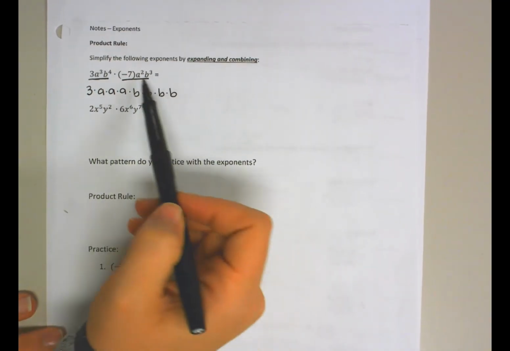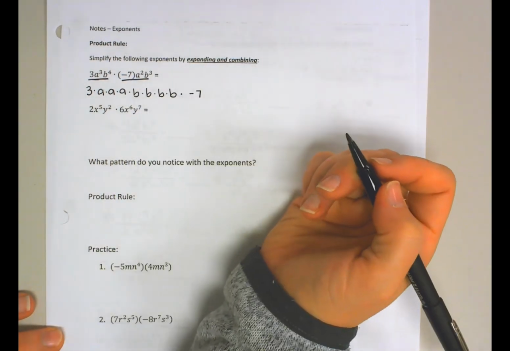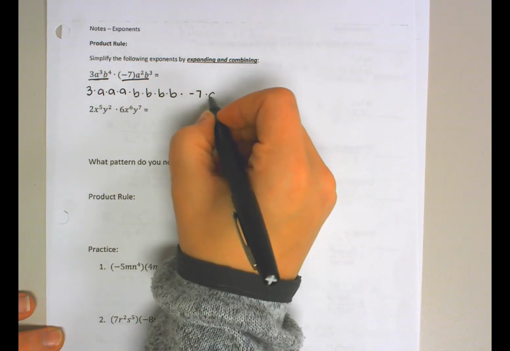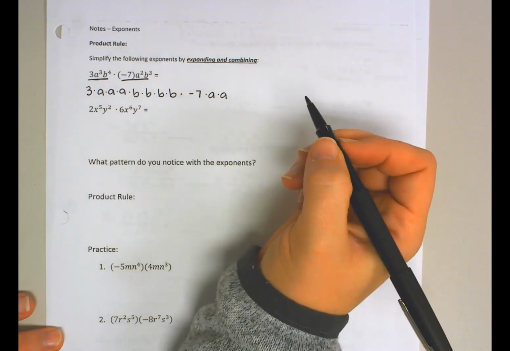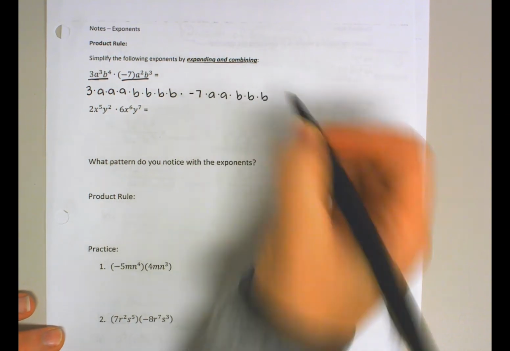So I'm going to do the same thing now with this one. I'm going to bring that -7. And then my a's, I have 2 a's. That means I multiplied a together twice. And then I have 3 b's. So that means I multiplied b together 3 times.